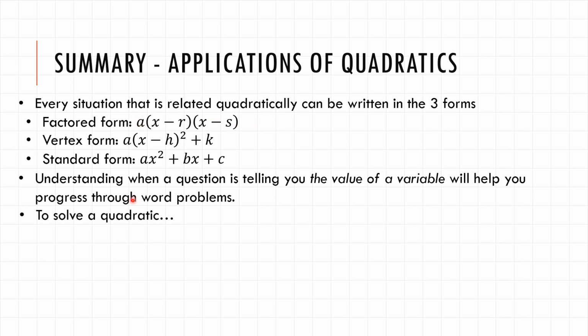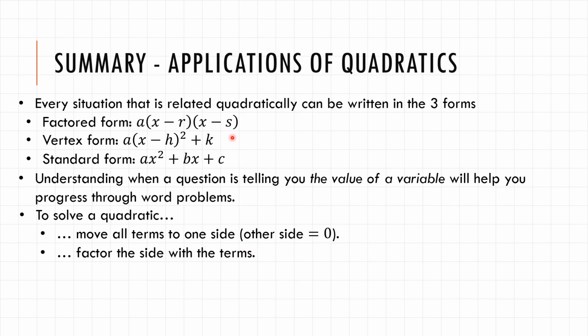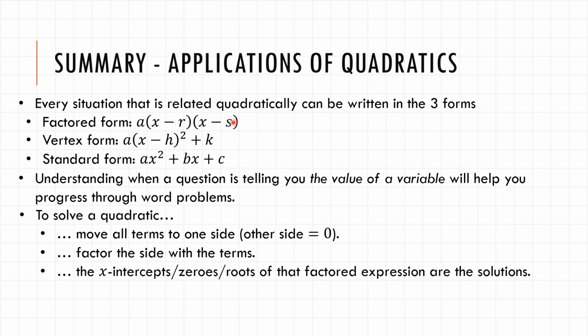To solve that quadratic, if you're given the y value, you move all the terms to one side. So you make one side equal 0. You take the side that has all the terms and you factor it. You turn it into factored form. And then whatever the zeros of that equation are, because the other side equals 0, the zeros of that equation are going to be your solutions.